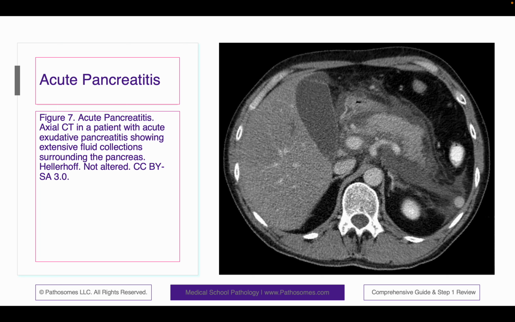malabsorption, steatorrhea, right? You remember what that is, right? Like very fatty stools floating on top of the water. Ugh, I don't want to imagine that.